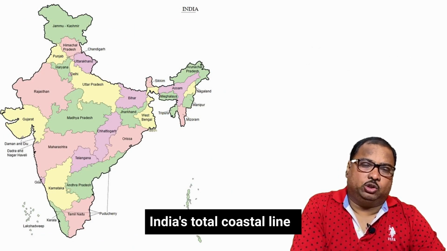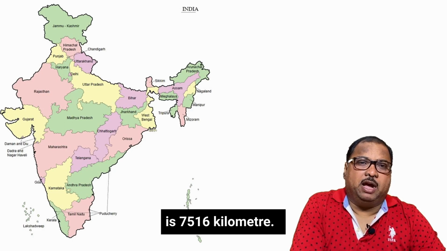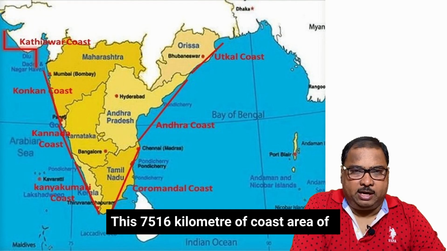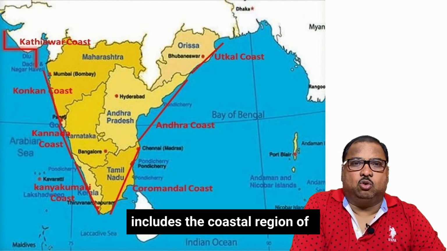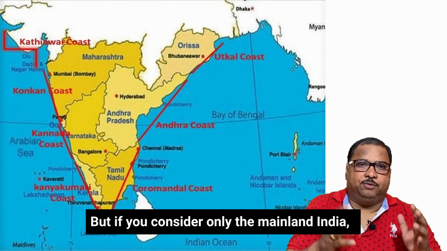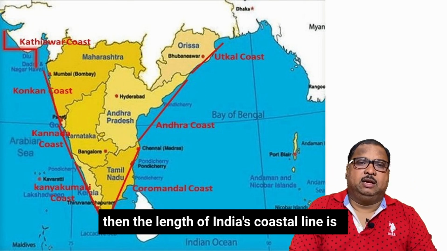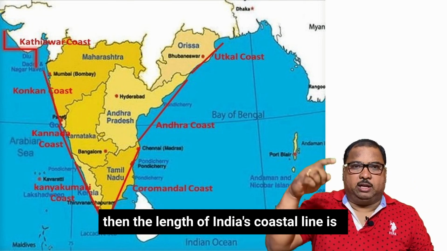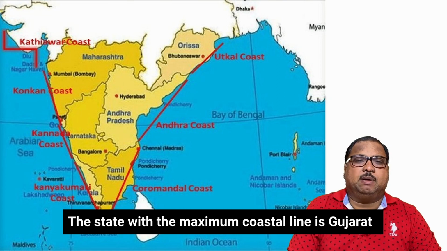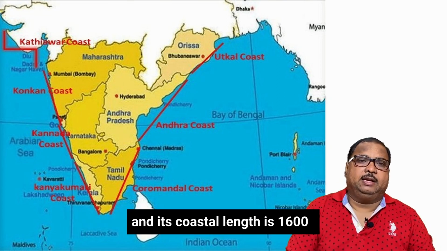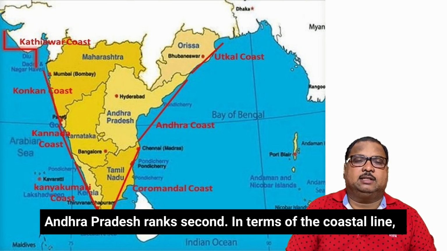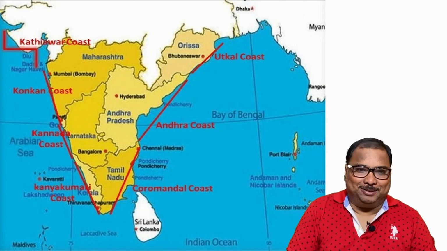India's total coastal line is 7516 kilometer. This 7516 kilometer of coast area of India includes the coastal region of Andaman Nicobar Islands and Lakshadweeps. But if you consider only the mainland India, then the length of India's coastal line is 6,100 kilometer. The state with the maximum coastal line is Gujarat, and its coastal length is 1,600 kilometer. Andhra Pradesh ranks second in terms of the coastal line.